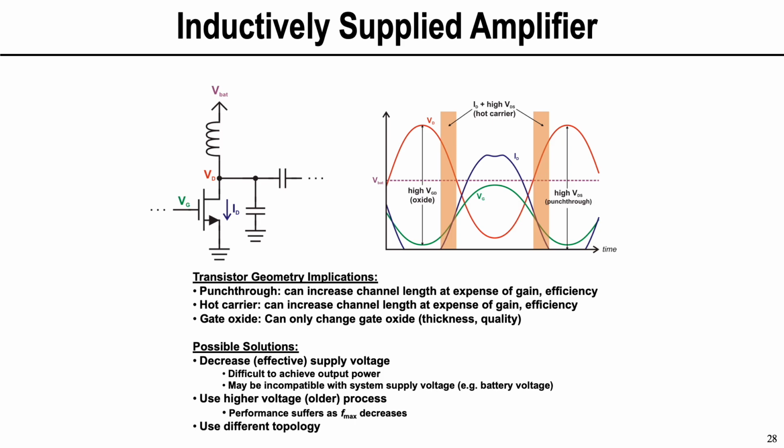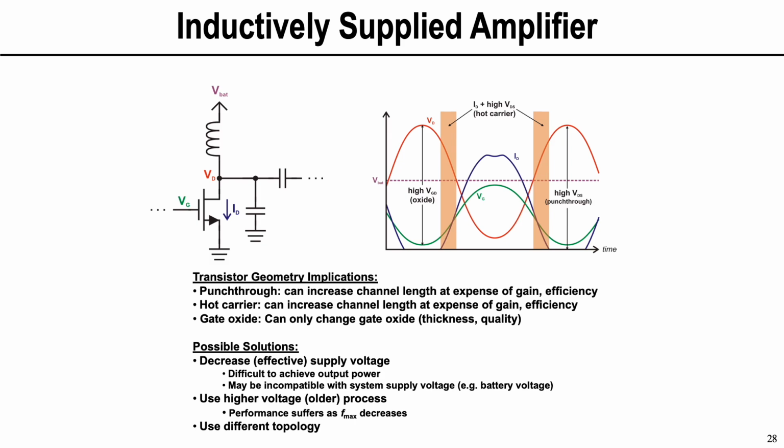Now, if you look at the waveforms associated with it, you can see where different kinds of breakdown voltages would be important. For example, you see that the drain voltage, the red curve, and the gate voltage, the green curve, are going to have the largest difference at the minimum of the input voltage and the maximum of the output, right?